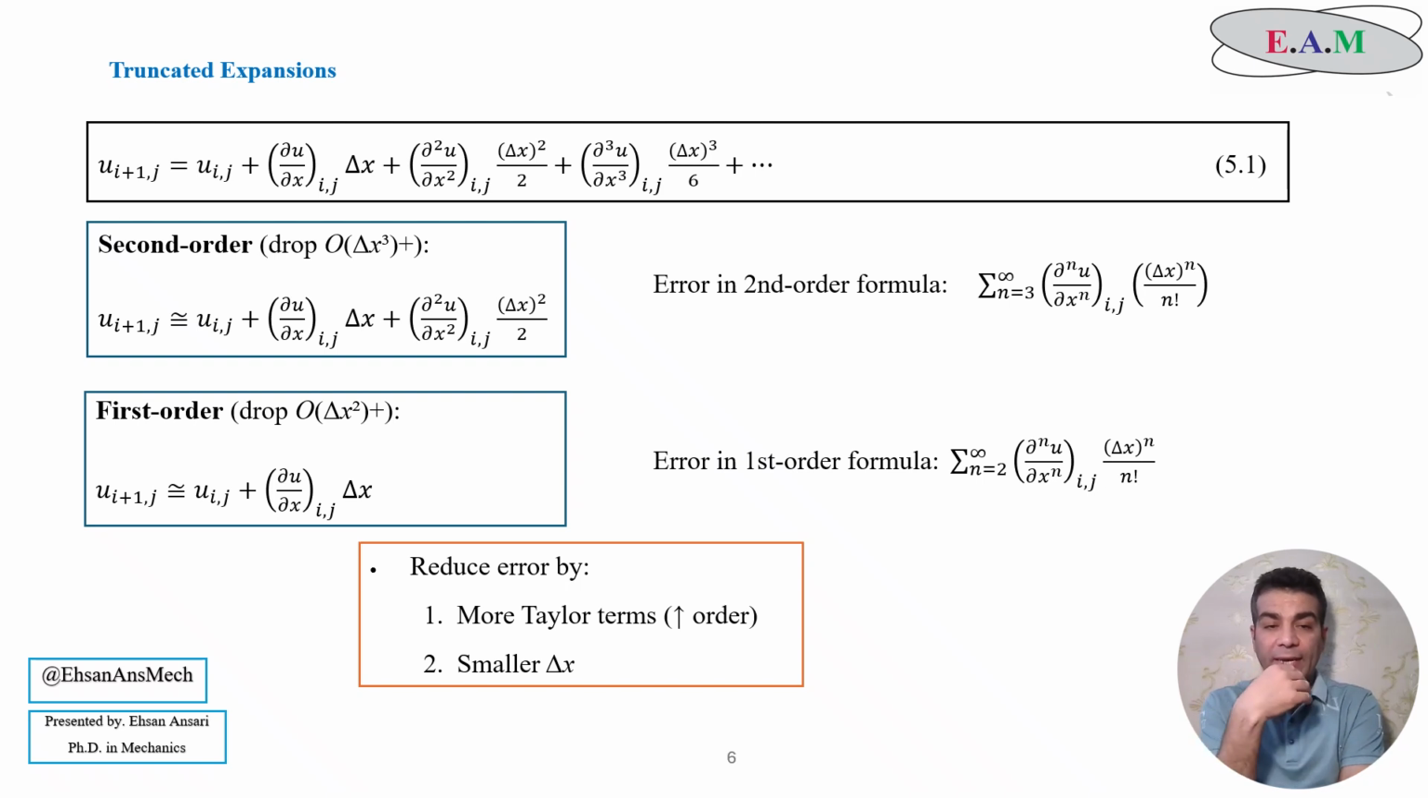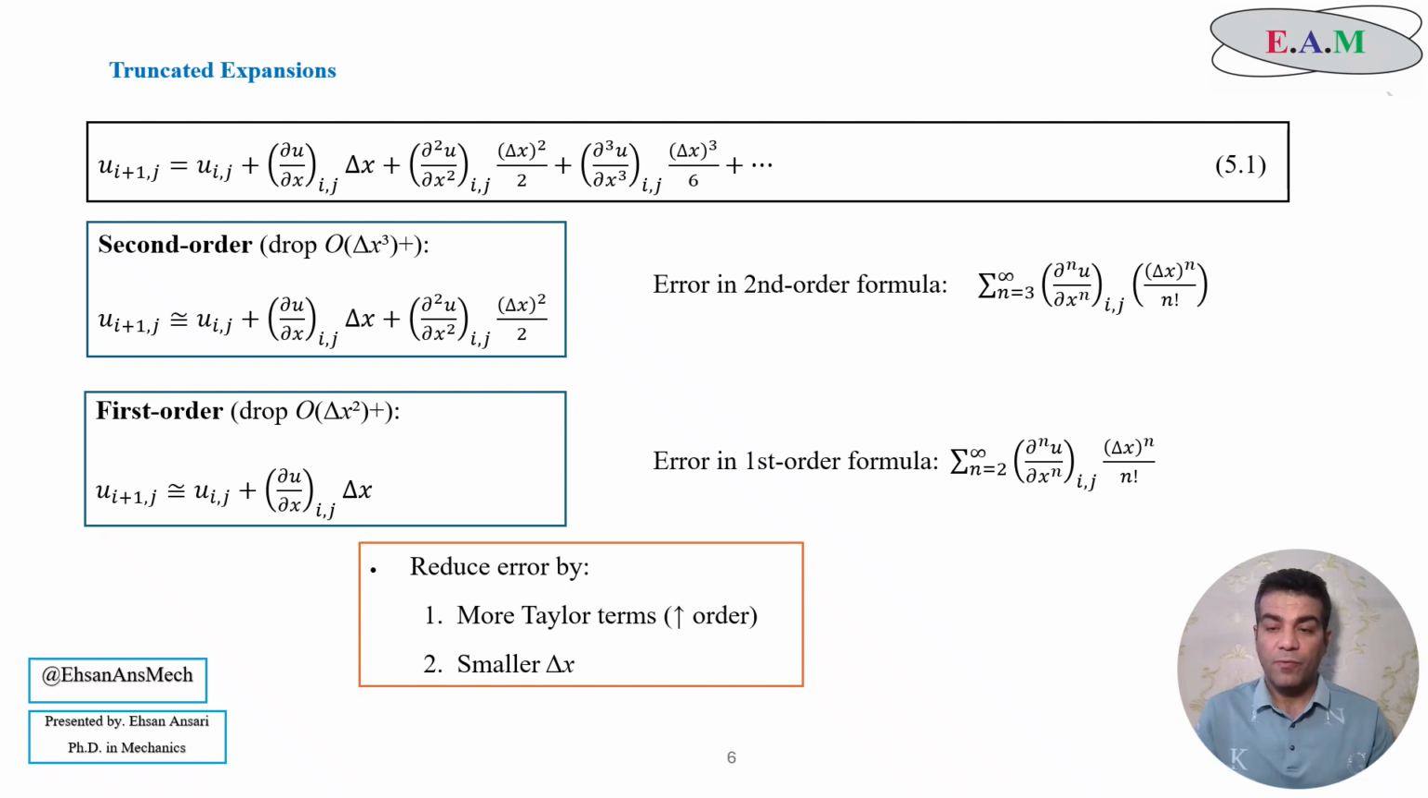In practice, we truncate the series. If we neglect all terms of order delta x cubed and higher, we get a second order accurate formula. If we neglect delta x squared and above, we end up with first order accuracy. The higher order you keep, the better your local approximation, but also the more grid points you need in your stencil. These infinite sums are the truncation error you incur by cutting off the series.